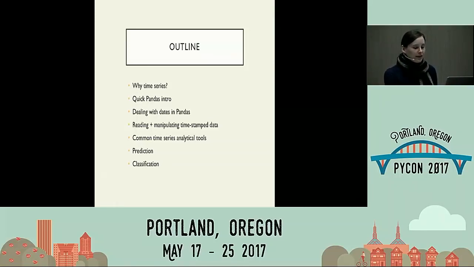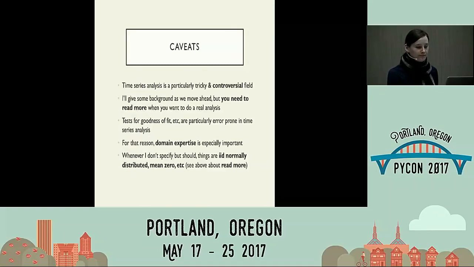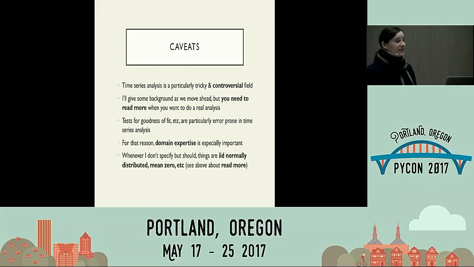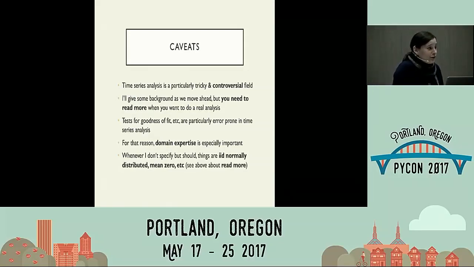And then we're going to talk about some common analytical tools for data exploration and do a little bit of prediction and classification. Some caveats to get started. Time series analysis is a particularly tricky and controversial field. I'm going to show you why in just a few slides. You need to read more if you want to do this, right? If you want to do this at work or at school and draw real conclusions or make real arguments, this is not going to get you there in 3 hours. This is to make you aware of what's possible and what's interesting.